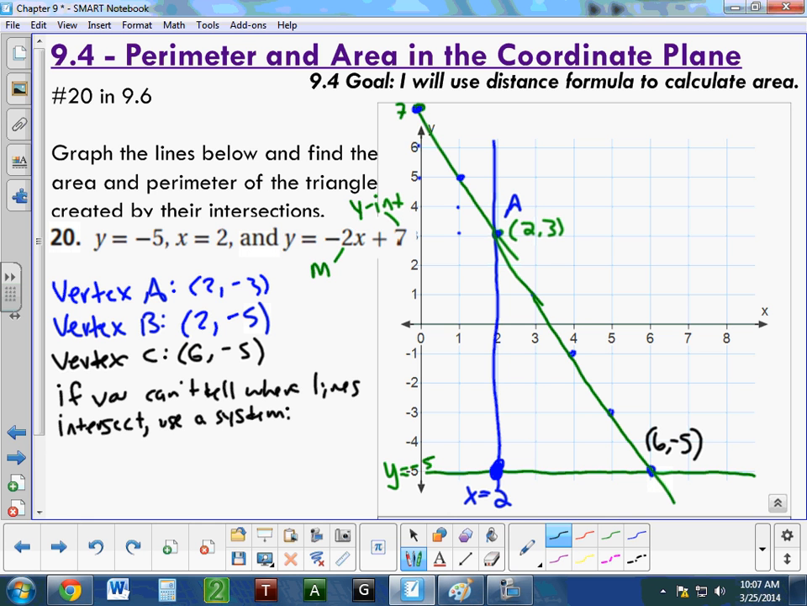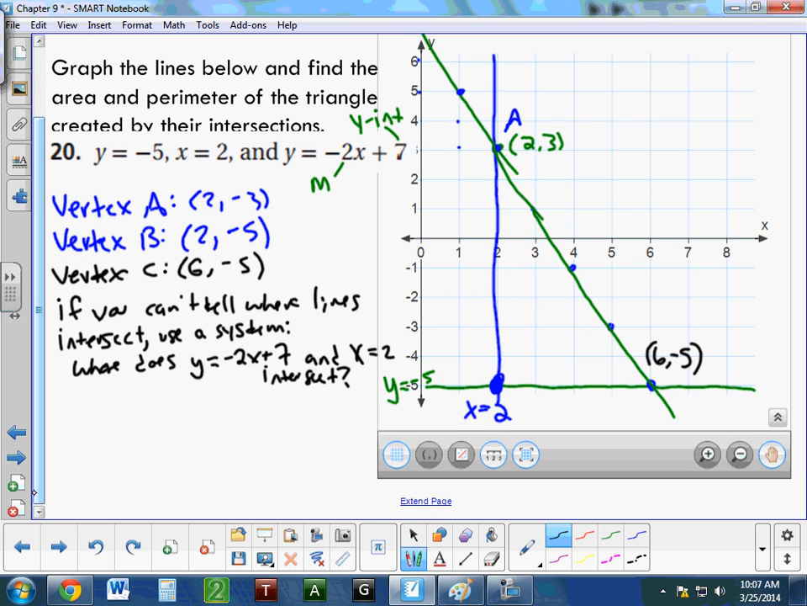For example, say you needed to know where does y equals -2x plus 7, oops, I wrote a 5. And what other line did we have? Negative 2x plus 7 and x equals 2, for example. Where do they intersect? You could just substitute them into the equation for that. In order to solve this, you could just say, oh, well, I'll take y equals negative 2x plus 7, and I would substitute the 2 in for the x, and solve this. You end up with y equals negative 4 plus 7, which is 3.